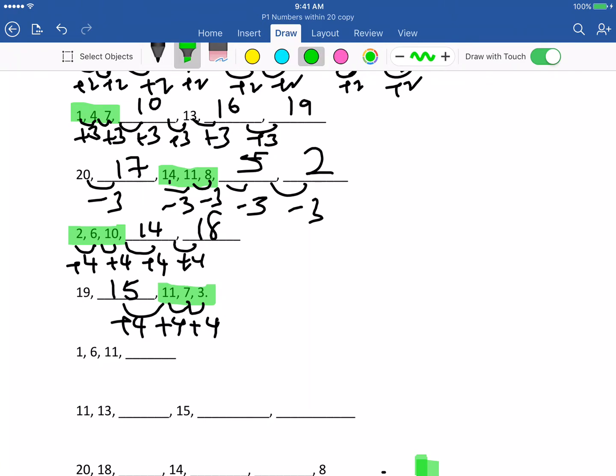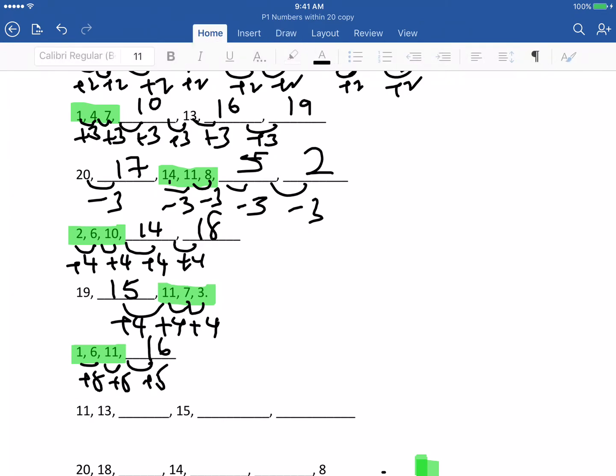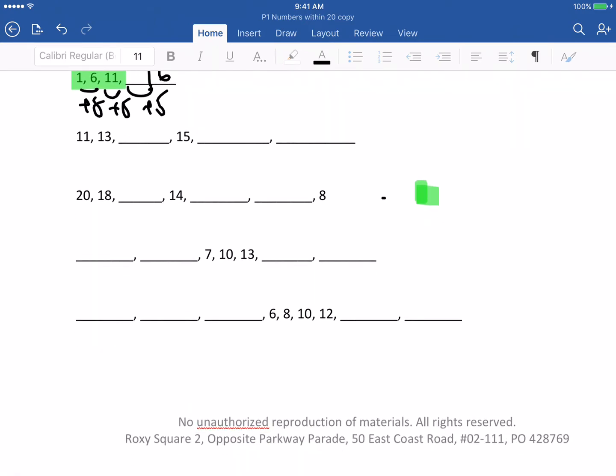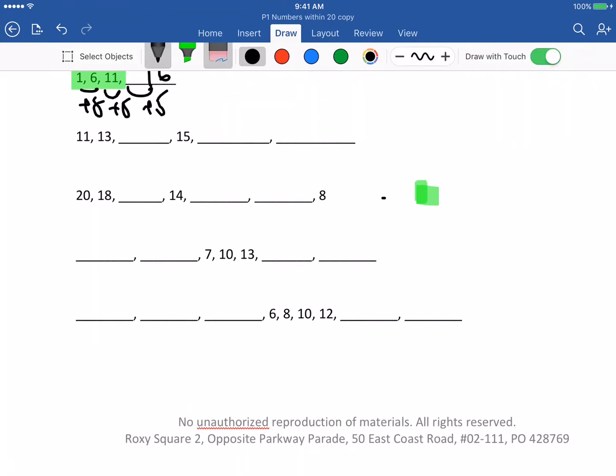Okay, next one, 1, 6, and 11. The pattern will be you add 5. So the answer will be 16. Okay, we wrap the whole thing up. Last 4 examples.